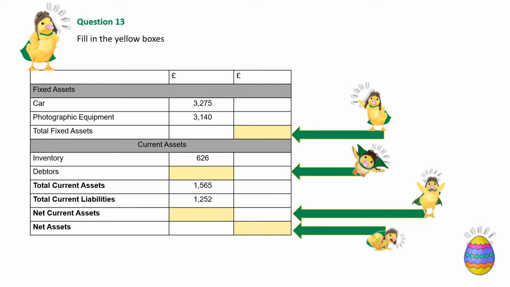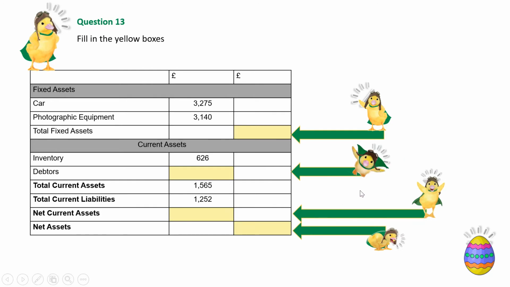What do you need to add up to calculate the value of total fixed assets? This one's a bit sneaky. You've got your total current assets, you've got a value for inventory, but you don't have a value for debtors. So this one is using a little bit of algebra. Inventory plus something equals total current assets of 1,565. You've got to work out the middle bit.